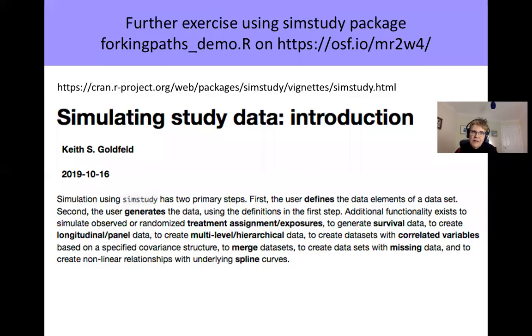Keith Goldfeld has devised something called simstudy, which is an R package principally designed to simulate all sorts of different types of data. I've found it quite difficult to work my way through what he's doing. I think it's very clever, but it's not terribly clearly explained. But I did work through a little example, and I tried to do a forking paths demonstration using simstudy. So you might like to look at that if that's something you're tempted by.